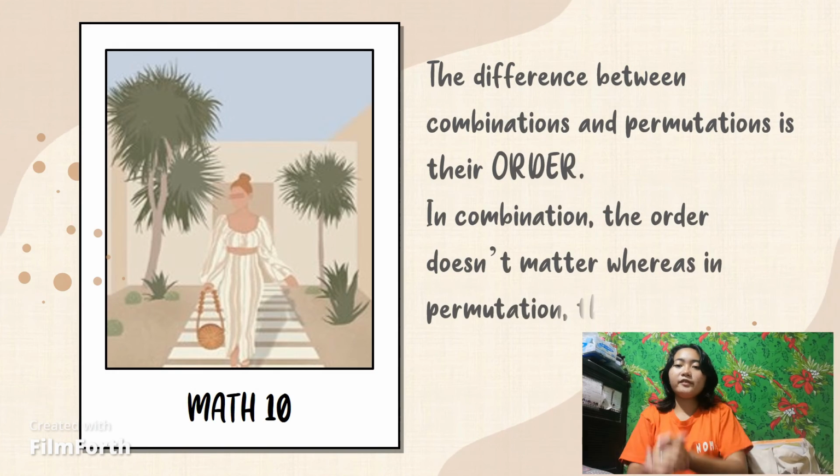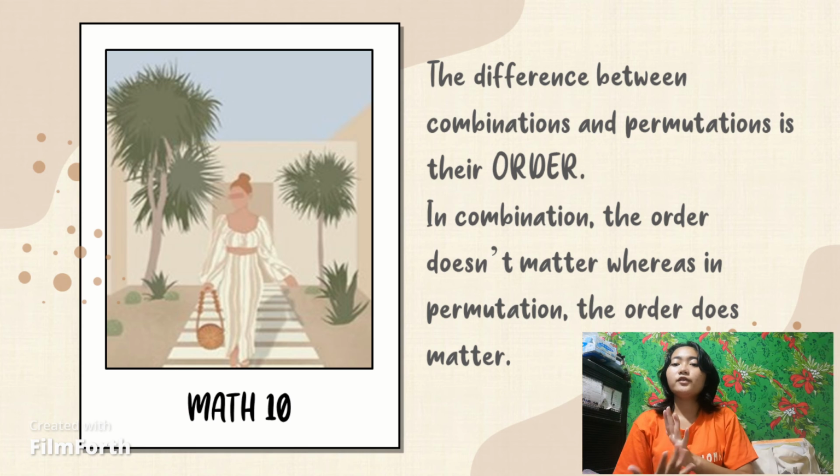So, a little summary for our report. The difference between combinations and permutations is their order. In combinations, as discussed by Tomongha, the order does not matter. And then, as discussed by Toroba, in solving probabilities using permutations, the order does matter.